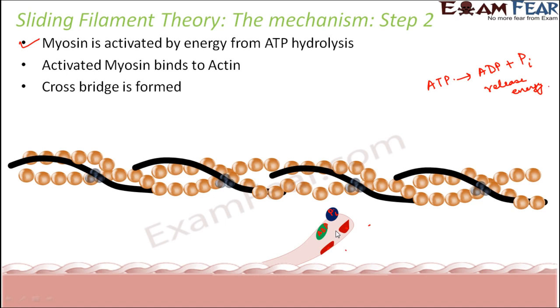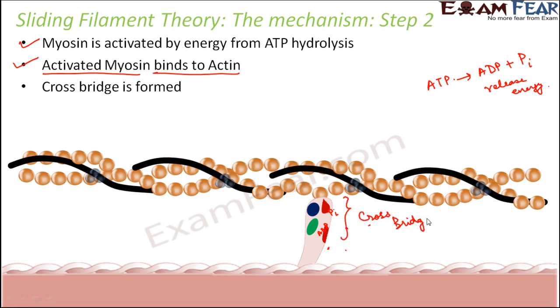So now the myosin is activated. So what does the activated myosin do? The activated myosin will now bind to actin. If you see here, this is the activated myosin which binds to the actin, because now the myosin binding sites in actin are free. They are no more masked by troponin. This bond which develops is known as a cross bridge. So cross bridge formation takes place.